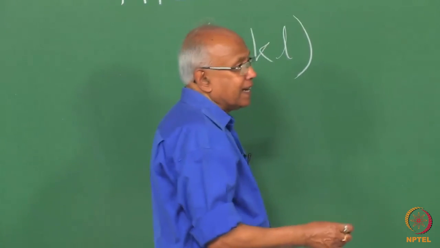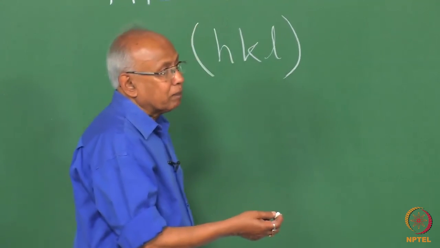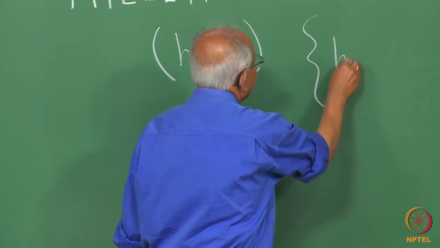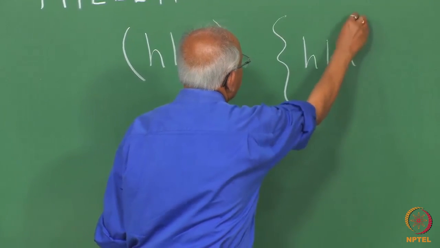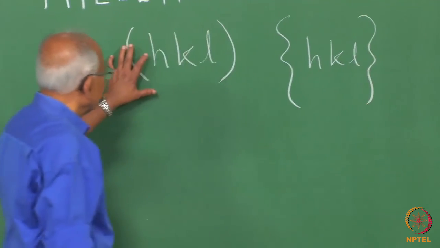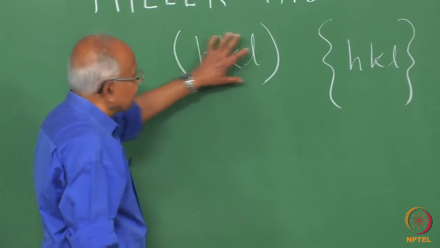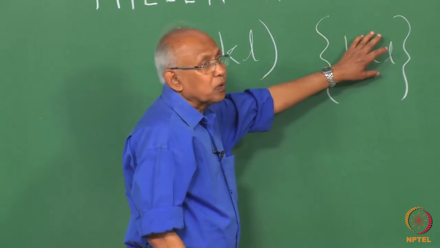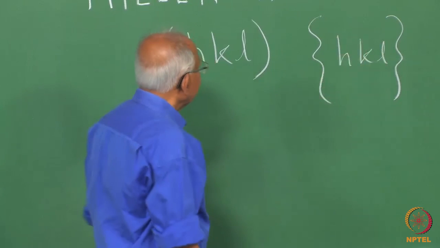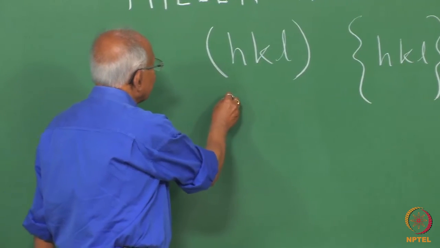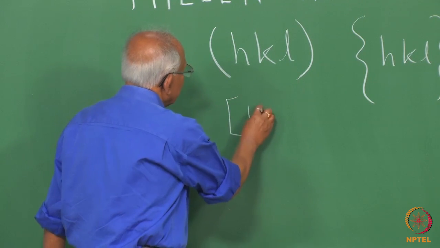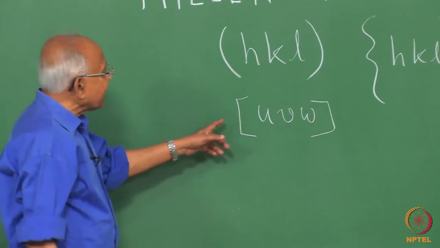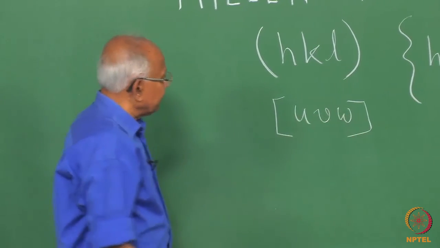So, in order to indicate similar planes or planes of the same type, we write HKL in this type of a bracket. So, this is the Miller indices of a single plane. This indicates Miller indices of planes which are all similar. Similarly, if we write a number u, v, w in the third bracket, that indicates a direction.